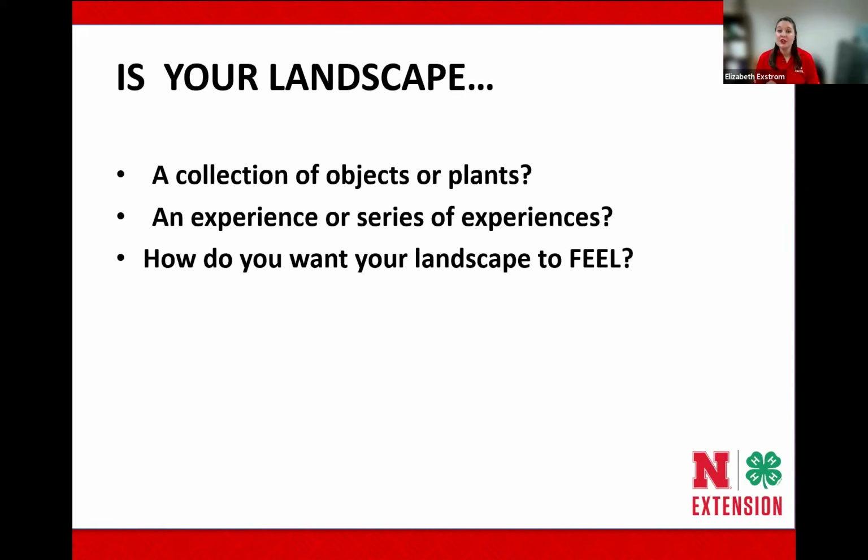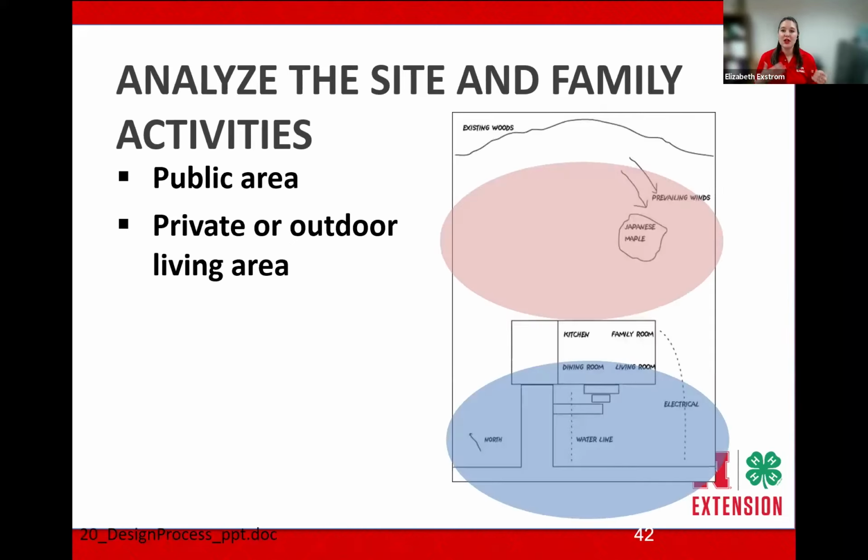Now, take a look at your landscape. Is it a collection of plants and objects? Is it an experience? How do you feel, or how do you want to feel in your landscape? Those are all questions that you're going to need to answer before you move forward. So what we're going to do is we are going to take a look at the site. So we're going to designate family area, functional area.